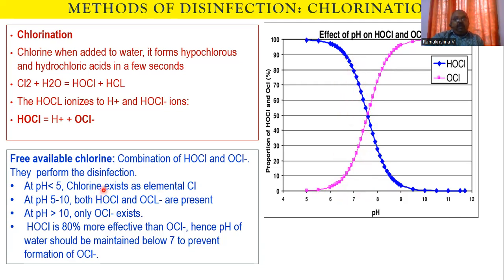Now if you look at the diagram, the conclusions drawn are: at pH 5 to 10, both HOCl and OCl minus are present. At pH greater than 10, only OCl minus exists. At pH less than 5, chlorine exists only as elemental chlorine. So that is not our concern. Our concern is only the 6 to 7 or 7.5 pH range, where the effectiveness is more due to the availability of HOCl in abundance.